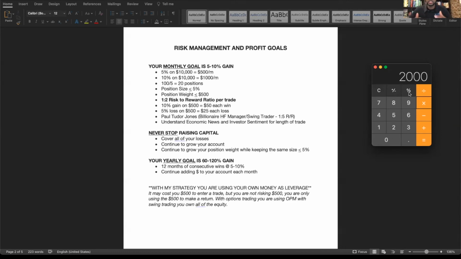That's a $2,000 win on one trade. Or I'm sorry, that's a $2,000 win each month. So we're trying to get a 5 to 10% return each month. If you're dealing with $20,000, you've got $20,000 in your account and you're getting a 5% return each month, that's an extra $1,000 to your name at the end of the month. And all you had to do was get a 5% gain.